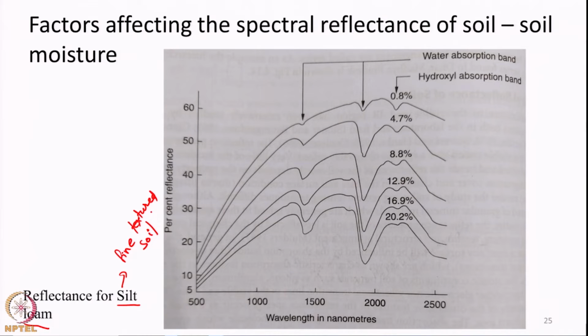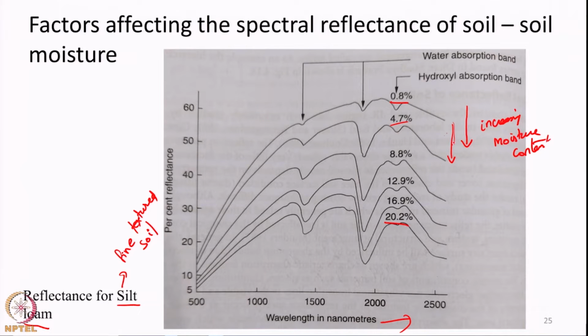So, for such fine textured soil, this is in the order of increasing moisture content. The amount of moisture content is given here: 0.8% moisture, 4.7% moisture, 20.2% moisture and so on. As moisture content increases, in general the reflectance decreases, the entire curve goes below. These curves are not intersecting, they are just falling one below the other. So, overall in all the wavelengths the reflectance will go down as the moisture content increases.